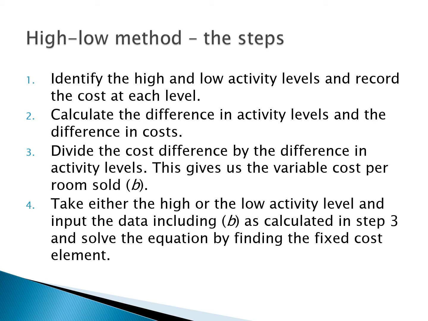So using this variable cost that we've just calculated, we take either the high level or the low level, it doesn't matter which of them you used, and we put back in the information that we know, which is the variable cost. So knowing what total cost is, then we can, using algebra, calculate out the fixed cost element. So that's the actual steps. It's a lot easier to understand it when we actually work through an example. So we'll now go through a simple example.